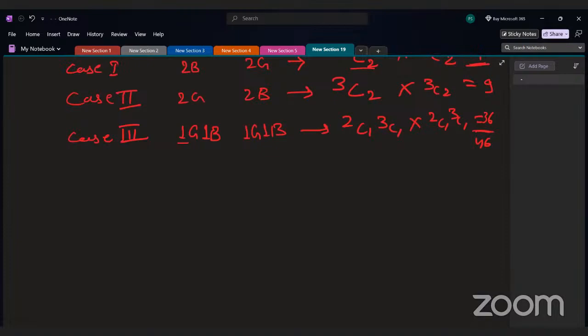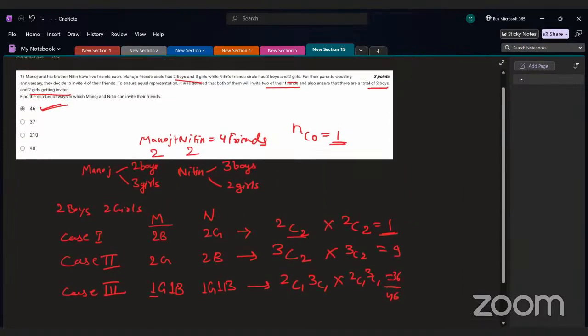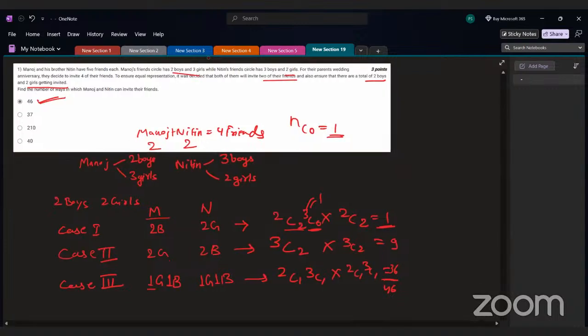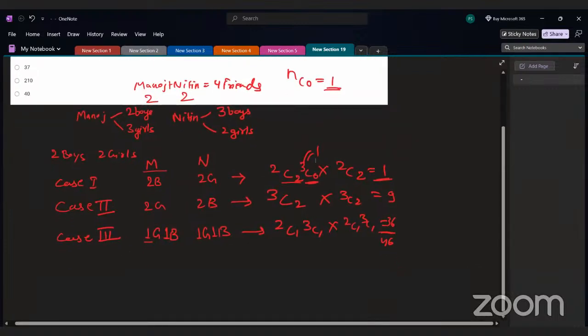In the first and second case, we can also add the C2C0 in the second case. We didn't write it here, but you can write it: out of three girls, we are choosing zero, and that will simply be one. That's why we are not writing it here.